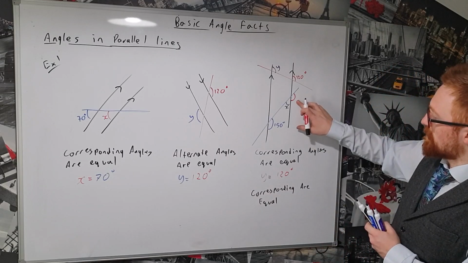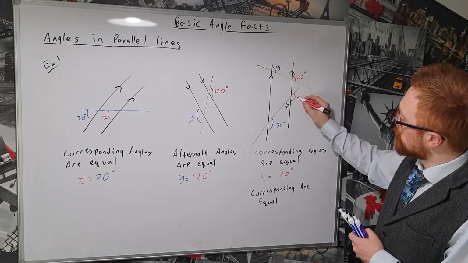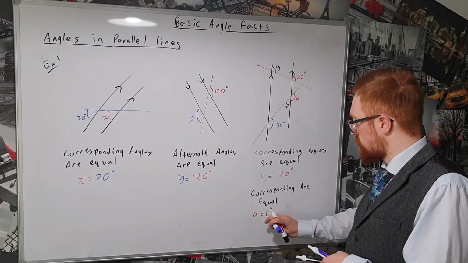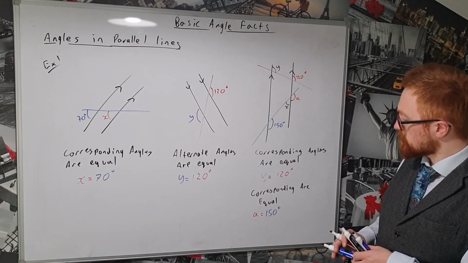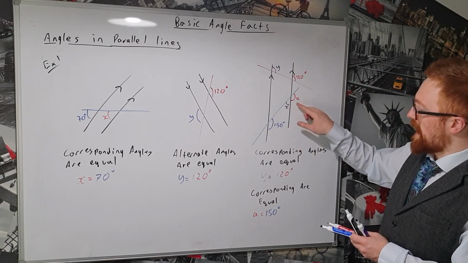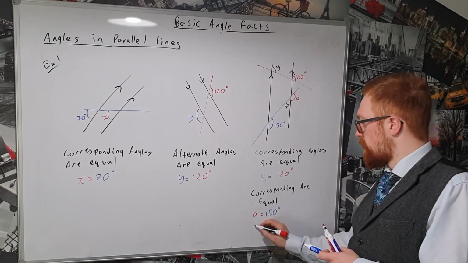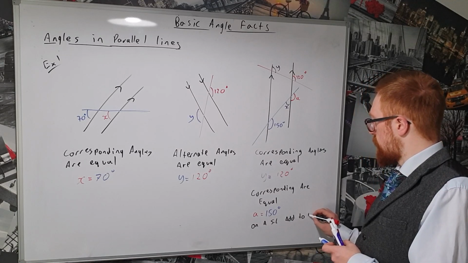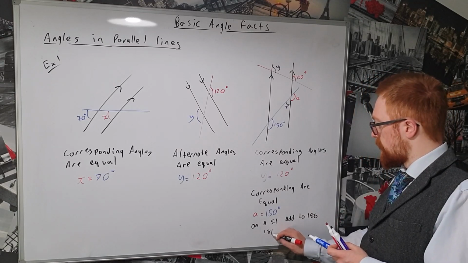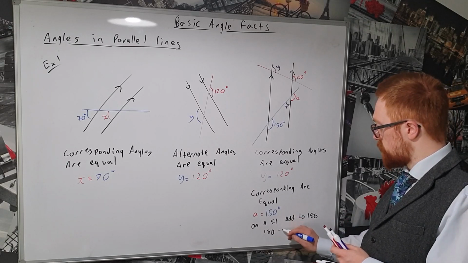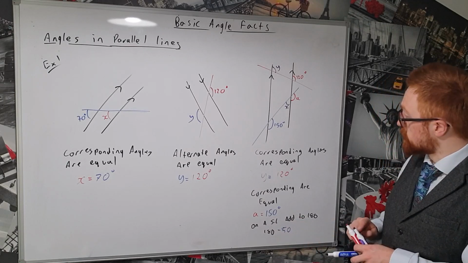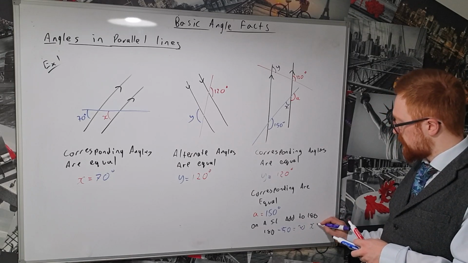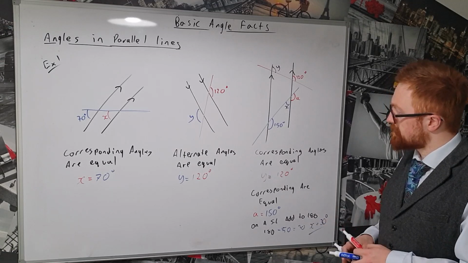Now it might make sense to give this a letter so we can talk about it. I'm going to call it A. So A is equal to 150. And now I know that X and A are on a straight line. So on a straight line, angles add to 180. So I'm going to do 180, subtract my 150, and that's going to give me a final answer of 30. So X is equal to 30 degrees there.